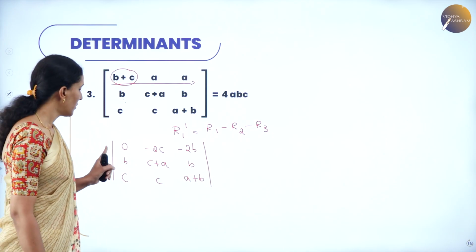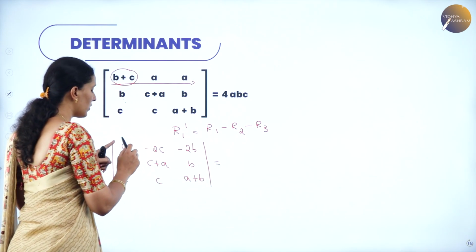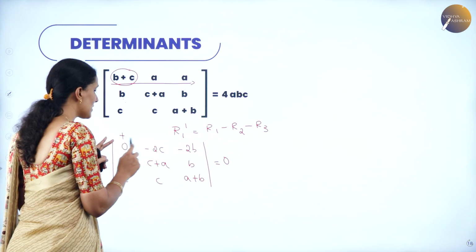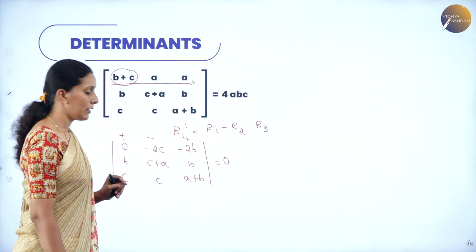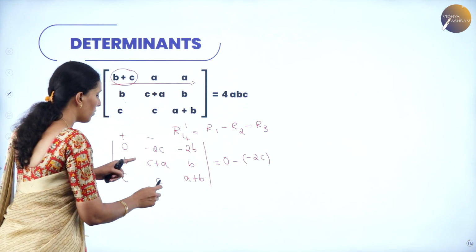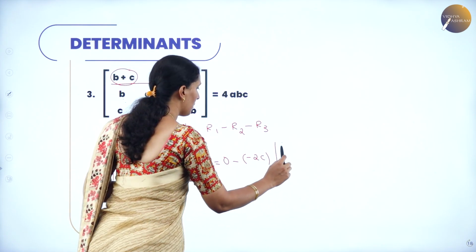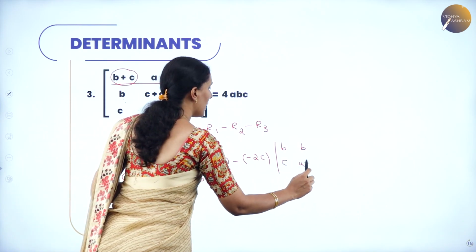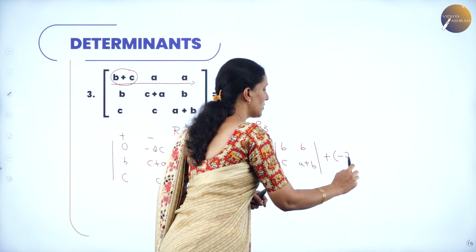Now, expand this with the help of the first row elements. How are we going to expand it? The first element is 0. 0 into the other determinant will completely become 0. The signs are plus, minus, plus. Remember the signs in the particular positions in finding the determinant value. So for the second one, it is minus, minus 2C. Delete the row and column here. Then the determinant is B, B, and here it is C, A plus B. Next we have plus, minus 2B.